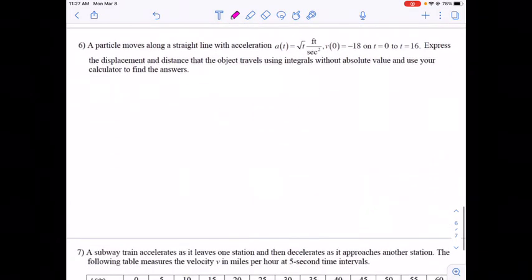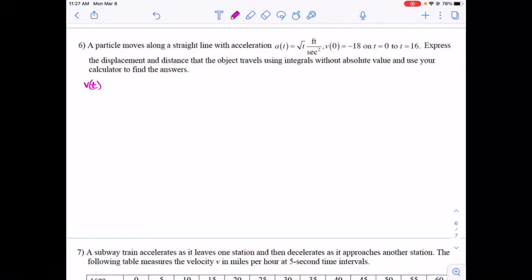A particle moves along a straight line with acceleration a(t) equal to the square root of t feet per second squared. Velocity at 0 is going to be negative 18, which means when t is equal to 0. Then we're going to evaluate this from t equal to 0 to t equal to 16. Express your displacement and distance that the object travels using integrals without the absolute value, and use your calculator to find your answers.